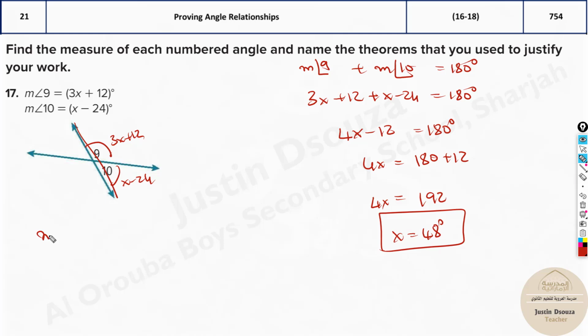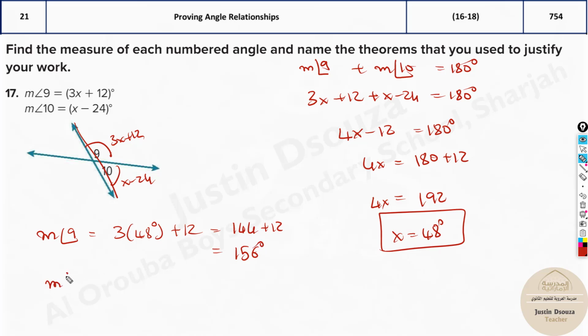Now we need to find the measure of angle 9. That is 3 times 48 degrees plus 12. So over here we will have 150 minus 6, that is 144, plus 12, that is equal to 156 degrees.